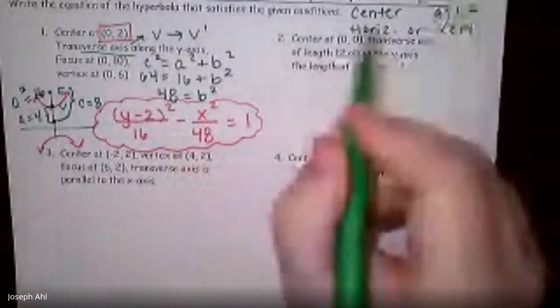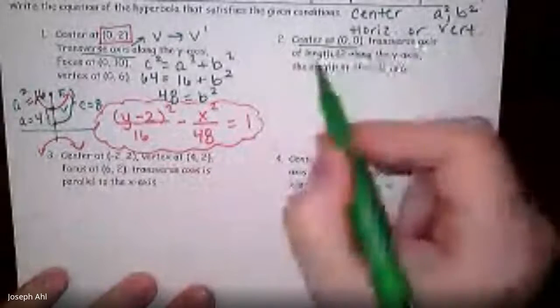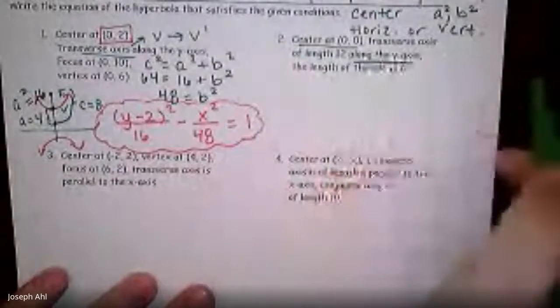What have we got in number 2? Number 2, we have a center at the origin. I always like when the center is the origin. That makes things nice and easy. The transverse axis is of length 12, and it's along the y-axis. So what did I say about the transverse axis over here?